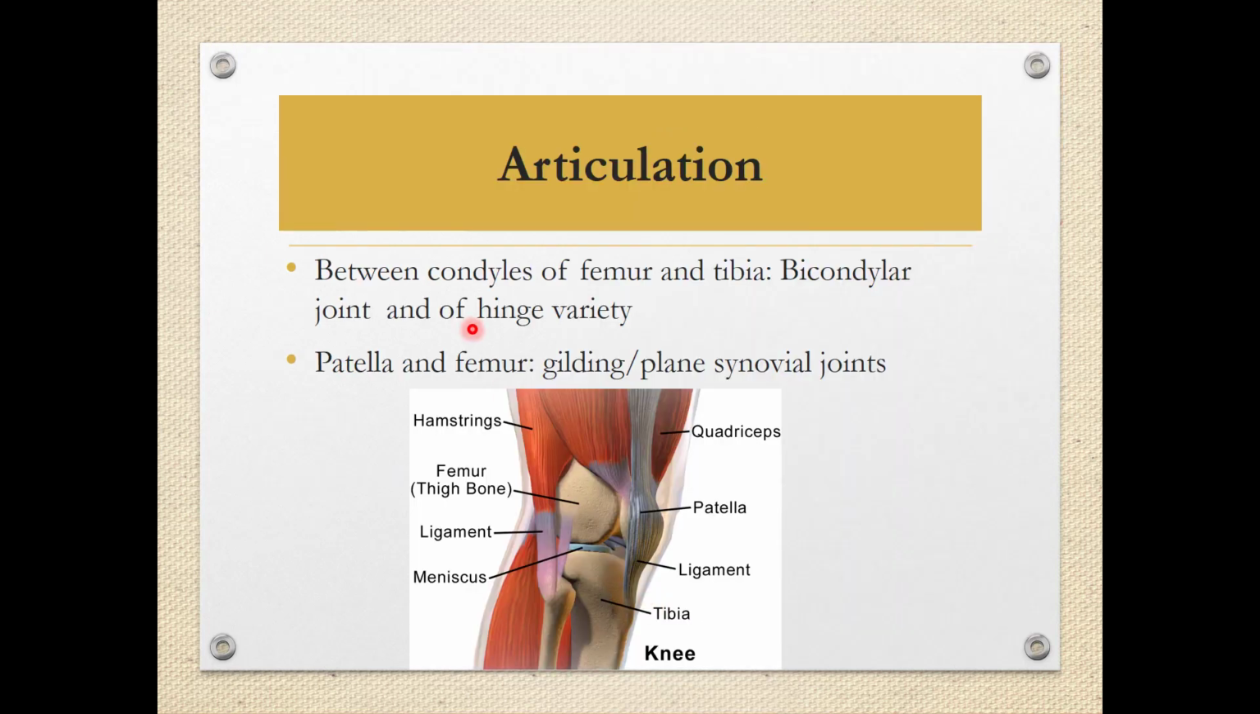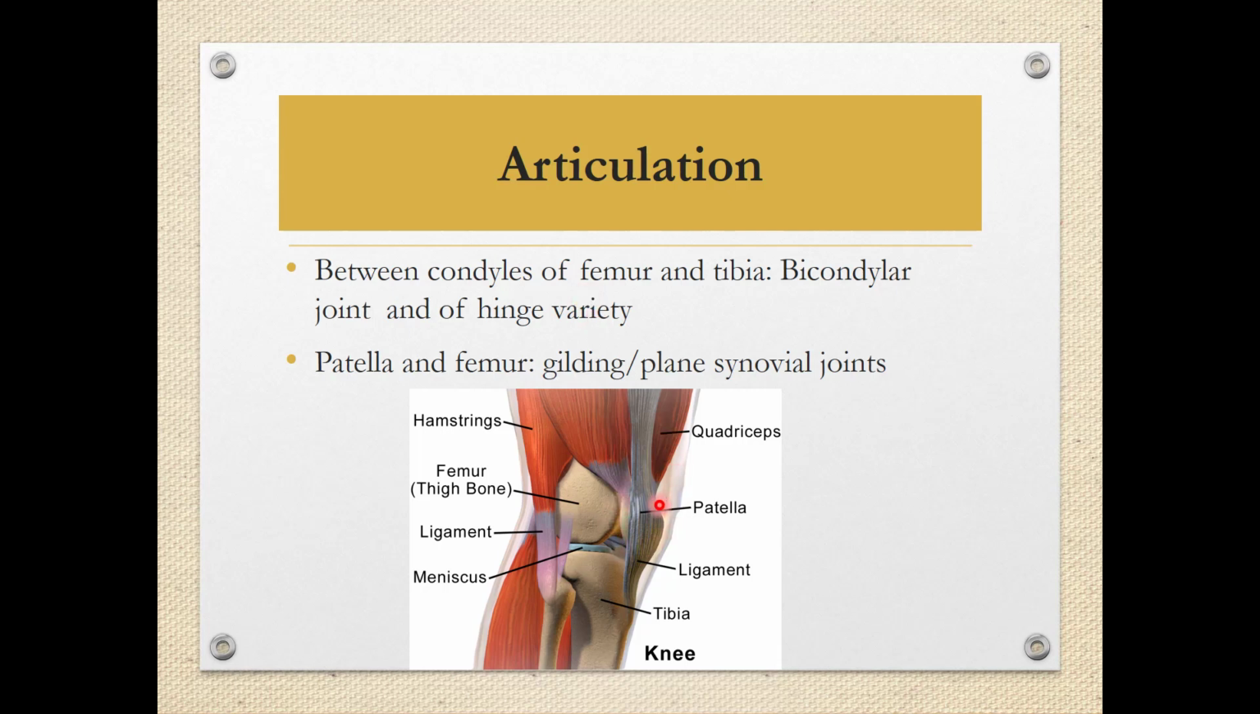First of all, articulation. The knee joint is articulated between the condyles of the femur and the tibia. That's why it is called as bicondylar joint, and it is of hinge type of the synovial joint. See here, this is bicondylar according to the formation or according to the articulation, and it is hinge type of joint according to the movement.